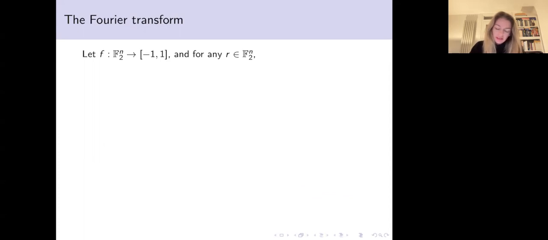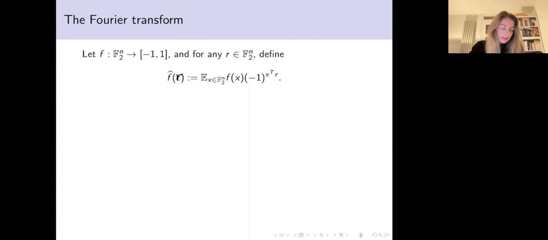And then for any r in F_2^n, I define f hat of r as the expectation over x in F_2^n of f(x) times (-1)^(x^T r). This expectation is simply the sum over all elements x in F_2^n divided by the number of elements in that group. And I picked F_2^n here for a particular reason, which you will see shortly.